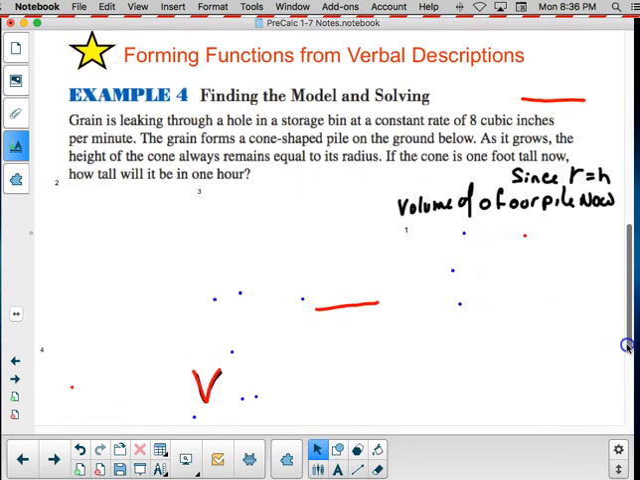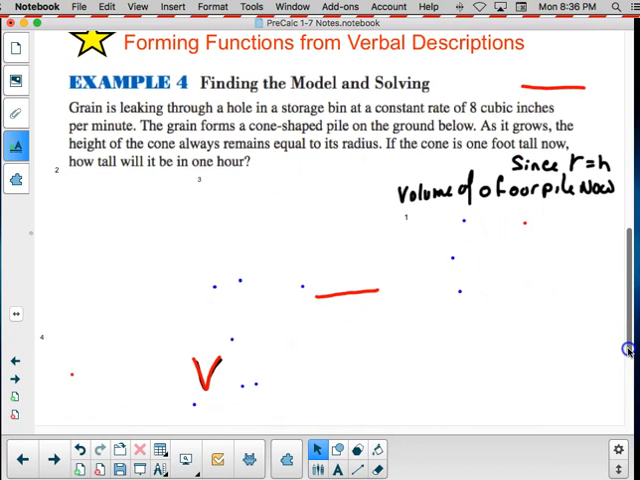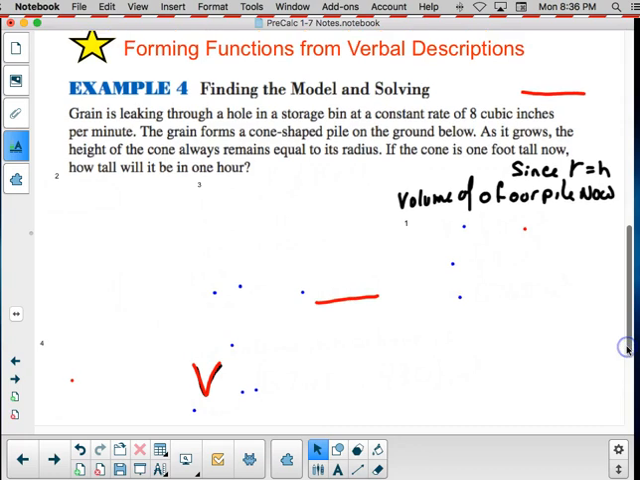Now, forming functions with verbal descriptions. This one's kind of involved. So there's a couple things I want you to do. First, the volume of a cone. Volume of a cone is 1/3 pi r squared h. In this problem, a grain is leaking through a hole in a storage bin at a constant rate of 8 cubic inches per minute. The grain forms a cone-shaped pile on the ground below. As it grows, the height of the cone always remains equal to its radius. So the radius is equal to height.